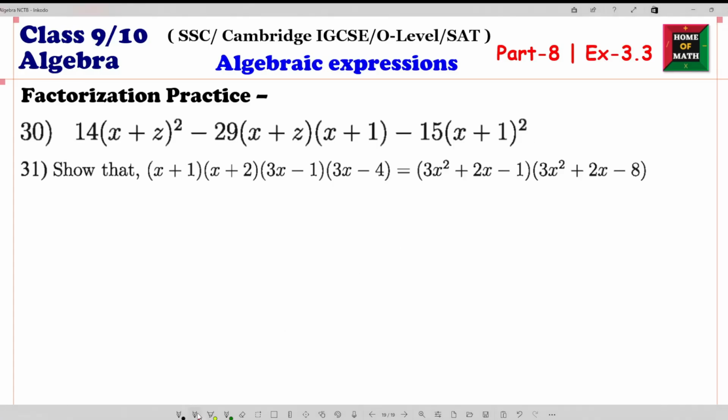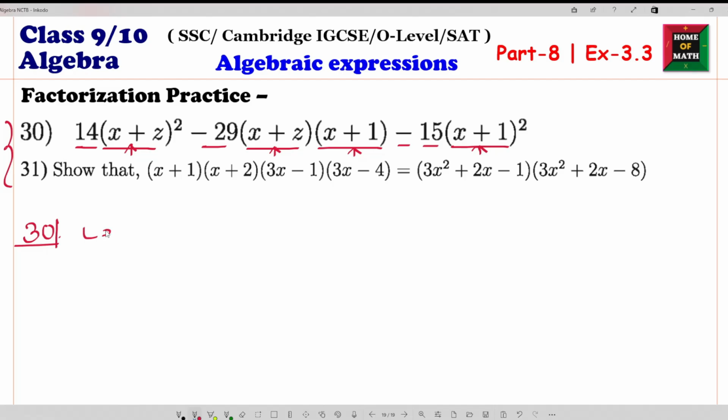In this video we are going to solve a two-factorial addition. Number 30. Here is 14(x + z) whole square minus 29(x + z)(x + 1) minus 15(x + 1) whole square. Look, here is x + z, x + z, similar. Here is x + 1 and here is x + 1.